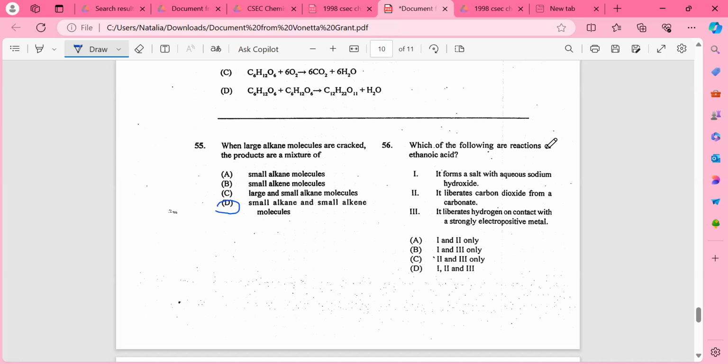Which of the following are reactions of ethanoic acid? Ethanoic acid forms salt when it reacts with sodium hydroxide, yes. Liberates carbon dioxide from carbonate, that is true. Liberates hydrogen in contact with a strongly electropositive metal. This is a very reactive metal. So all of these are correct.